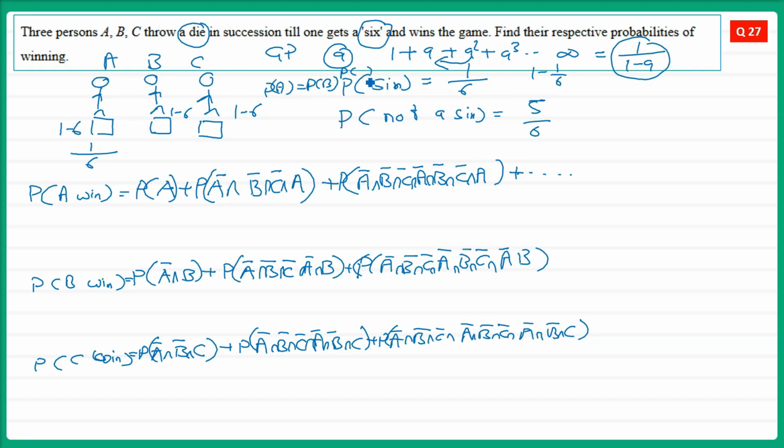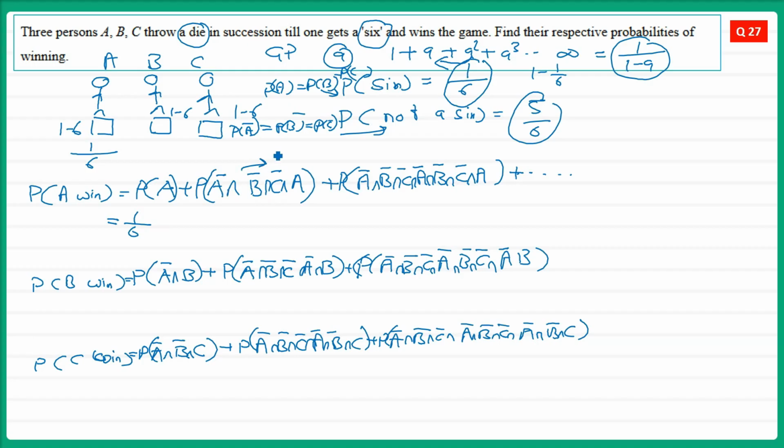So probability of A, probability of B, and probability of C winning is each 1 by 6. And probability of A losing, probability of B losing, or probability of C not getting through is 5 by 6. So wherever in this question you see a bar, write 5 by 6. Wherever you see a normal probability, whether it be A, B, C, it's 1 by 6. So I'm just replacing these values.